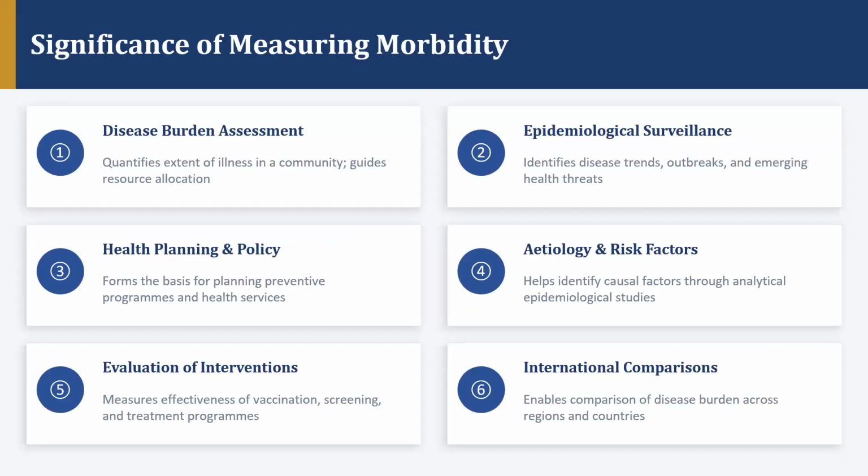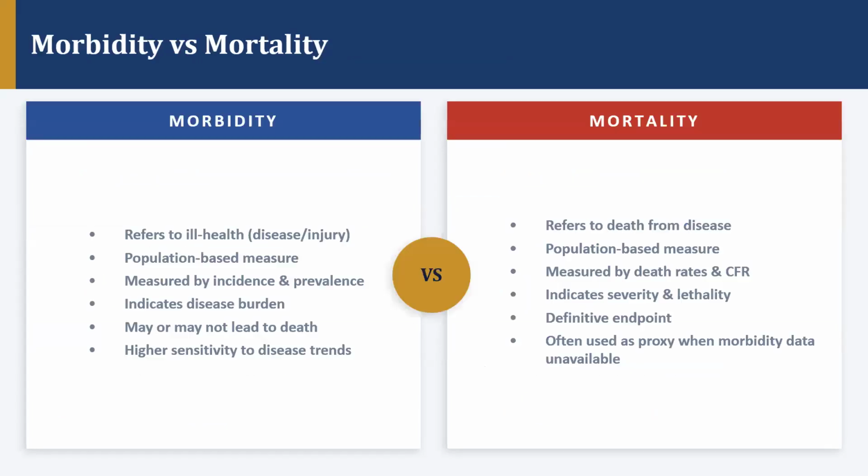So next is the significance of measuring morbidity. First is disease burden assessment: quantify extent of illness in a community, guide resource allocation. Epidemiological surveillance: identify disease trend, outbreak, and emerging health threat. Health planning and policy form the basis of planning preventive programs and health services. Etiology and risk factor: help identify causal factors through analytic epidemiological study. Evaluation of intervention: measure effectiveness of vaccine, screening and treatment program. International comparison: enable comparison of disease burden across the regions and countries.